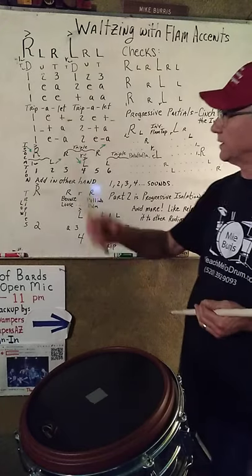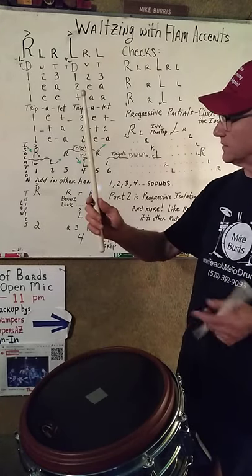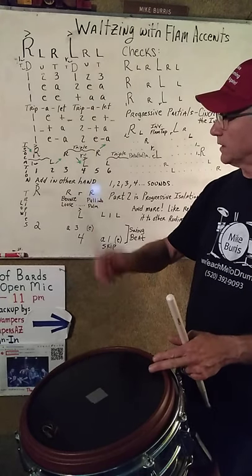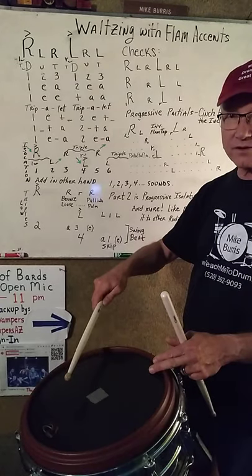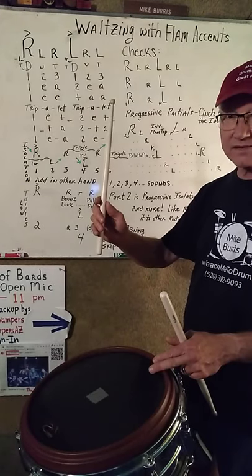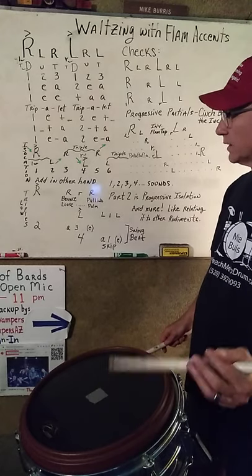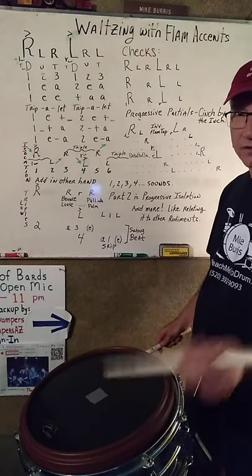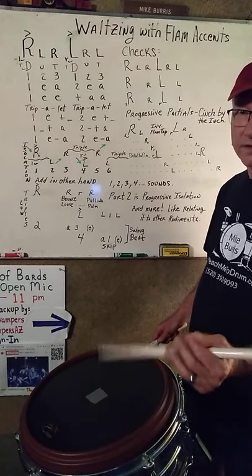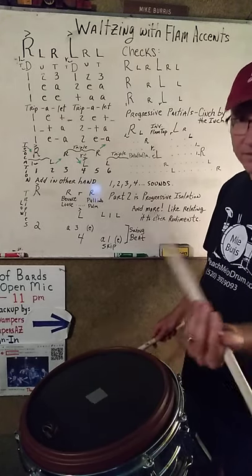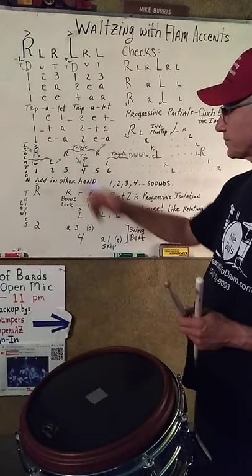So when we do the right hand, 1, 2, 3, 4, 1, 2, 3, 4, 5. See the 5 goes up. 1, 2, 3, 4. 1, 2, 3, 4, 5, 6. 1, 2, 3, 4, 5. Goes up. Make sure you do this. 1, 2, 3, 4, 5, 6. So that's what that's about.